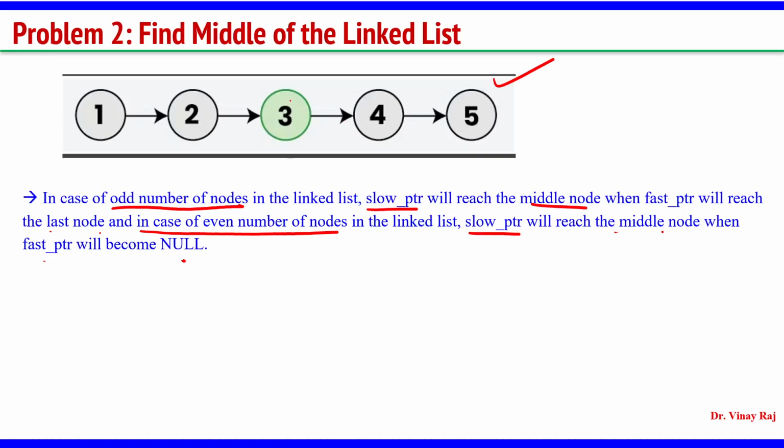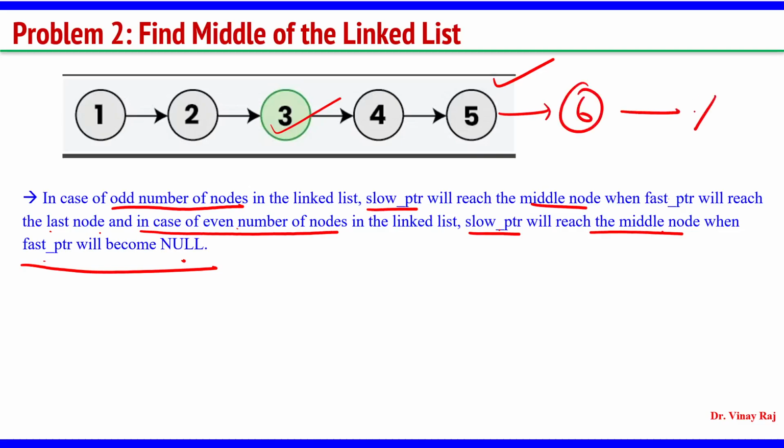In case of odd number, it will directly give the value, whereas in even number nodes, the slow pointer will reach the middle node when the fast pointer becomes null. Okay, so it has to jump from 6, it has to go beyond, then this will become the middle element. That is the logic. So in both the problems, the idea is to use the slow and fast pointers approach.